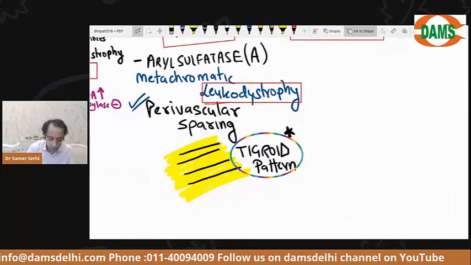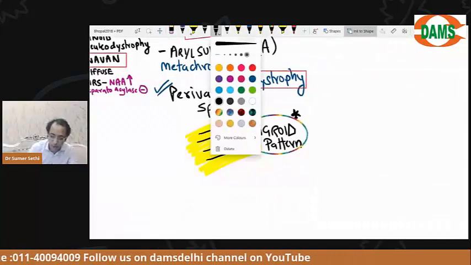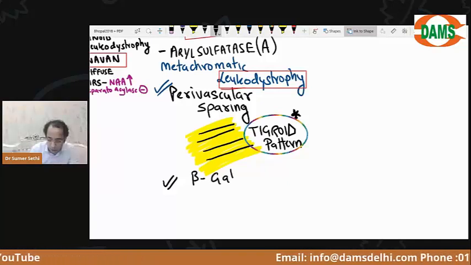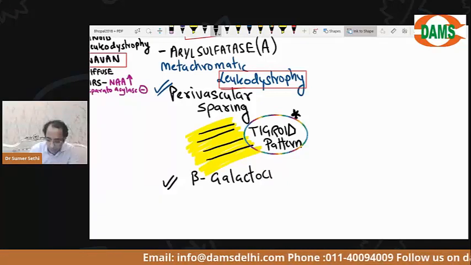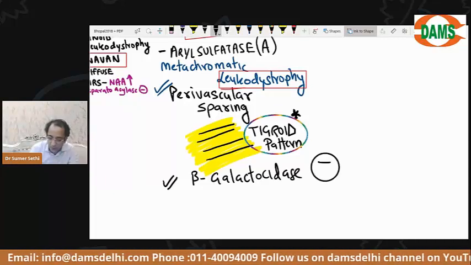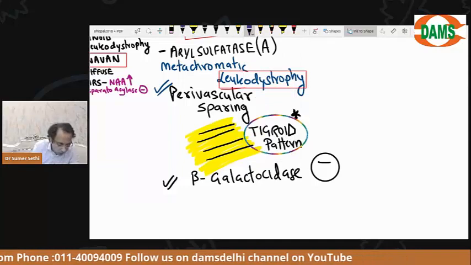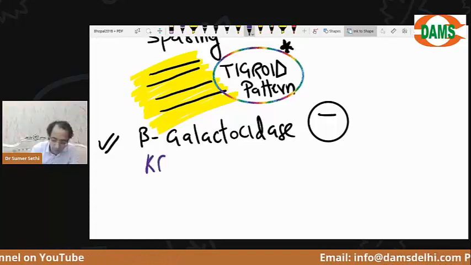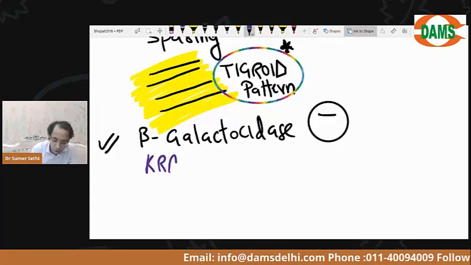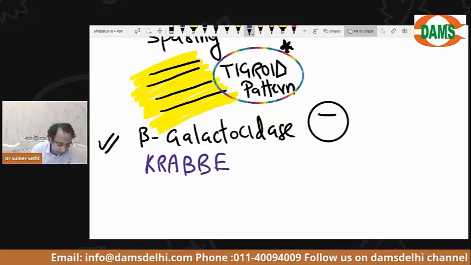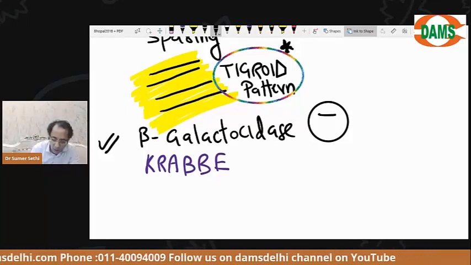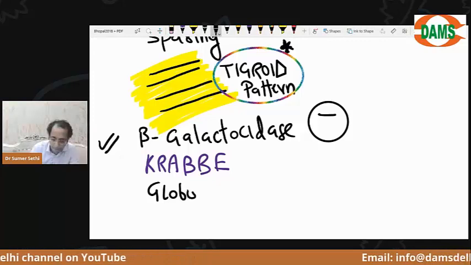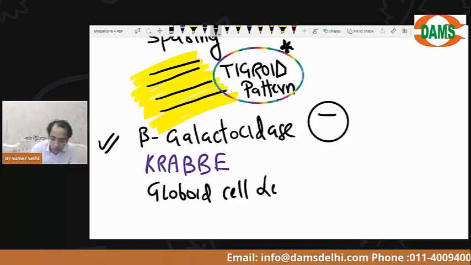Clear? Okay. Second question, beta. I will show you all this, beta, so that's why I'm telling you in theory first. Then there is an enzyme called beta galactosidase. You remember beta galactosidase deficiency is called? Anybody? Beta galactosidase deficiency is called Krabbe's disease. You remember Krabbe's disease? Dr. Krabbe described it. So we say Krabbe's disease, which is also called, because the cells are globoid, globoid cell leukodystrophy.